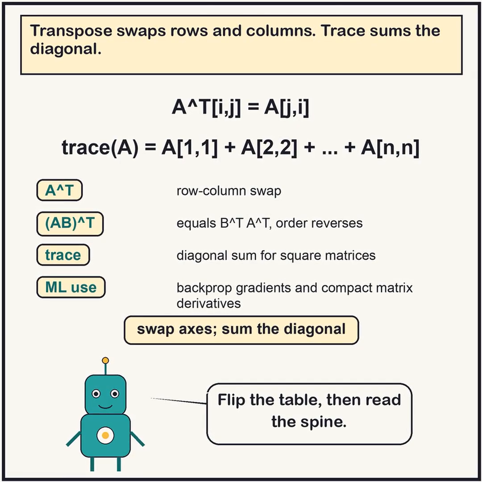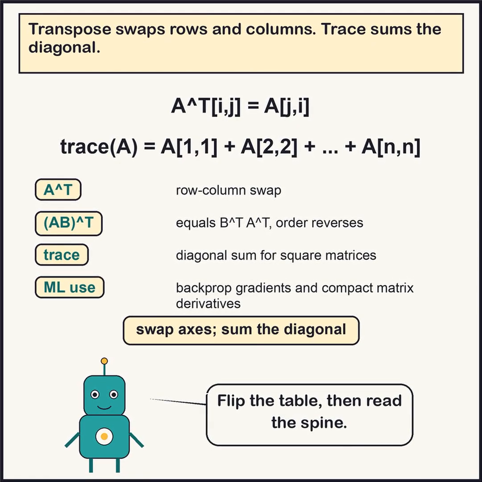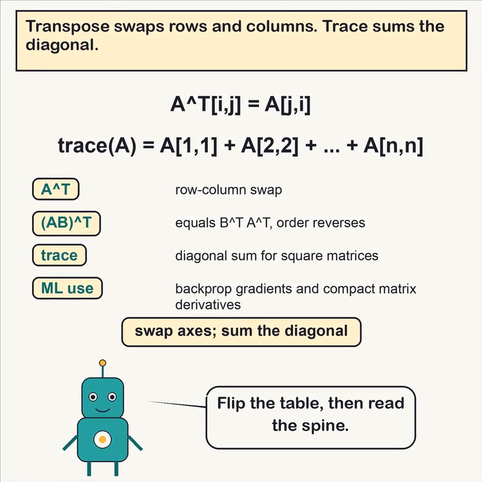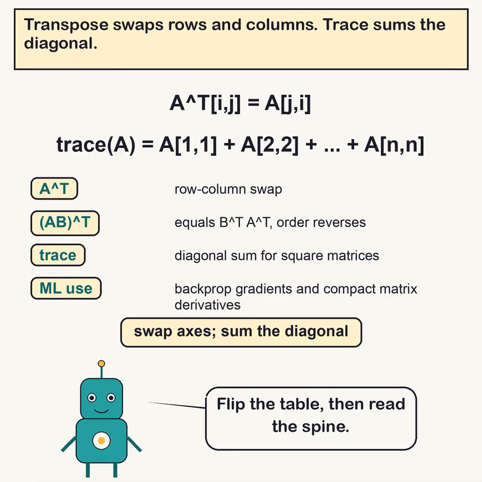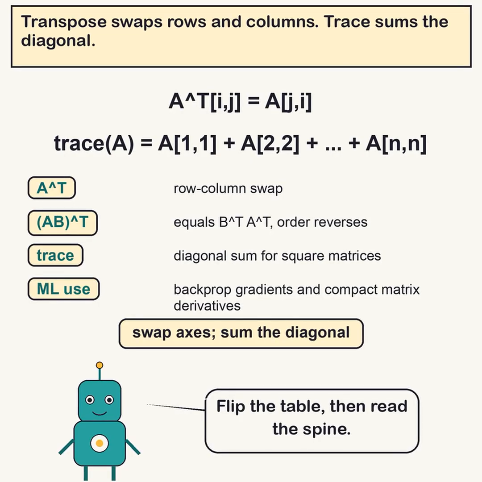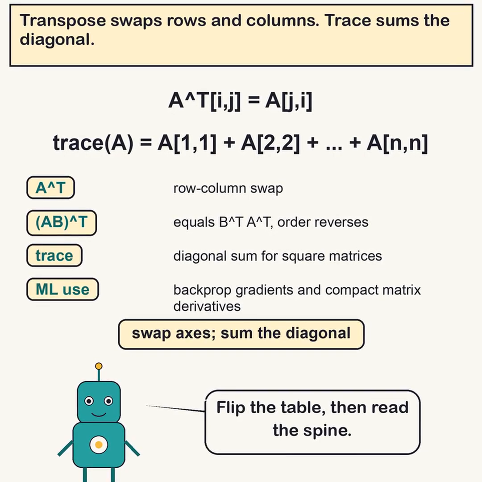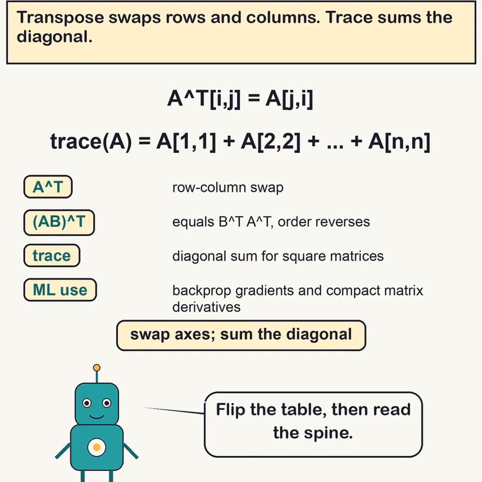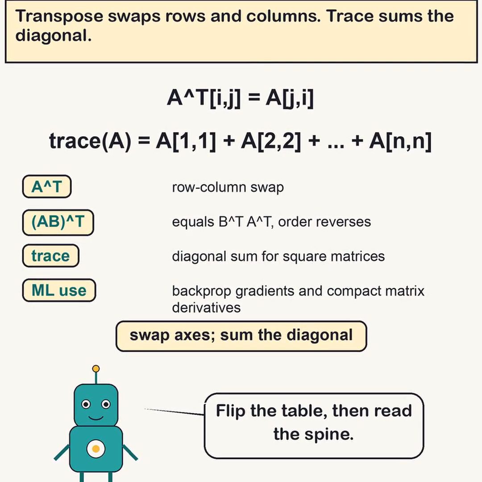Transpose swaps rows and columns, and trace sums the diagonal of a square matrix. The transpose reverses transformation direction in backprop, while trace keeps derivative formulas compact. Real-world analogy. Transpose is like rotating a spreadsheet so rows become columns, while trace checks the diagonal of a seating chart where person and seat line up.